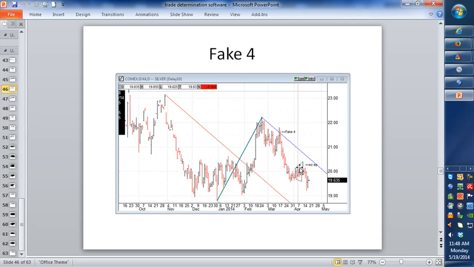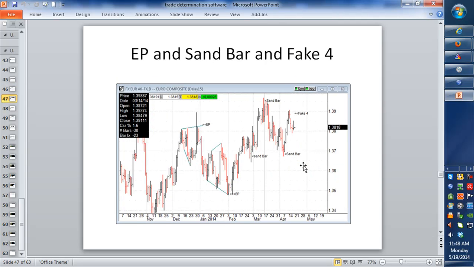Oh, there's an EP, the EP pattern that we talked about earlier. See, one of the problems, and challenges and opportunities, is that in a matter of a few days, you'll get several different patterns. And it's a matter of keeping track of all this stuff. And here's another combination, once again, combination of the sandbar and the EP, and then you even have a fake 4 over here. So as you can see on this one chart here, there were all kinds of different signals.